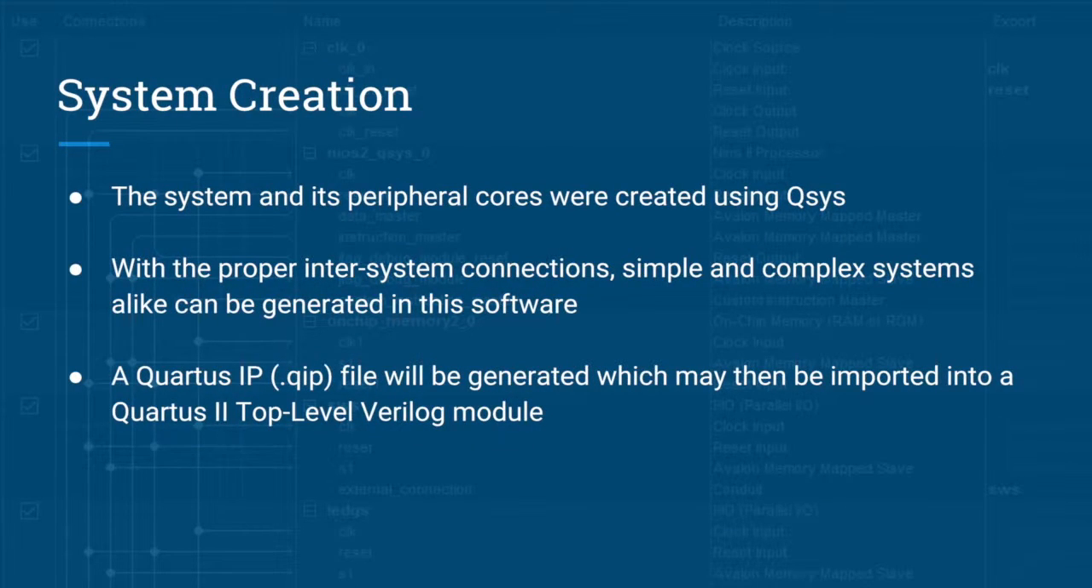To create the system, its peripheral cores were created using QSys. With the proper inter-system connections, simple and complex systems alike can be generated in this software. A Quartus IP or QIP file will be generated, which may then be imported into a Quartus 2 top-level Verilog module.